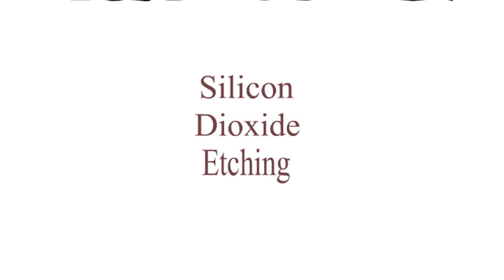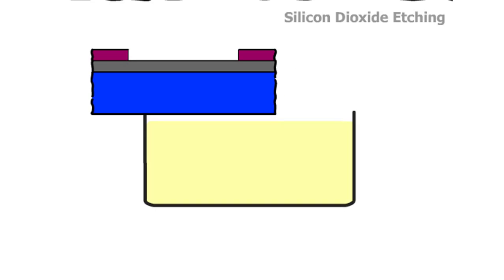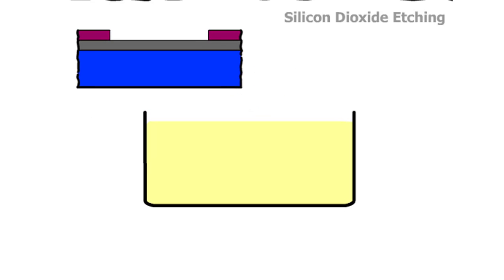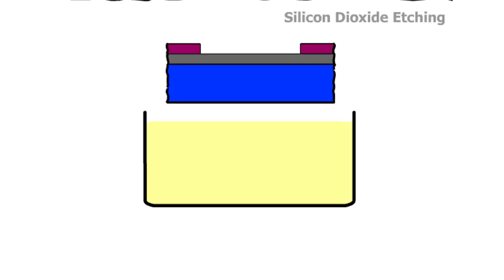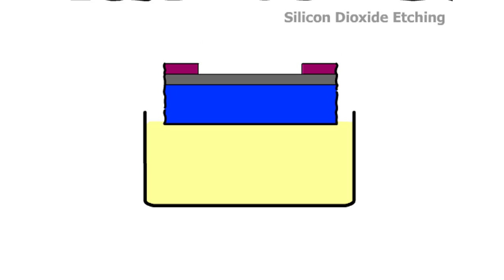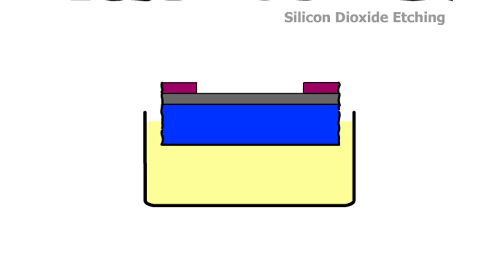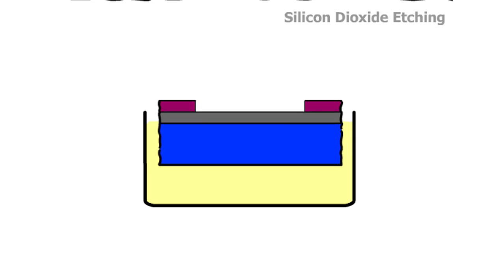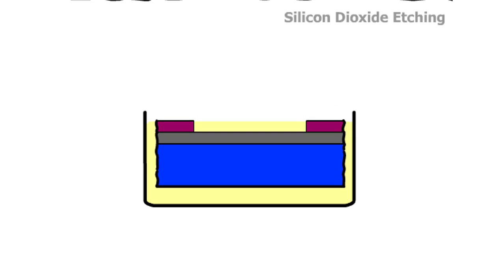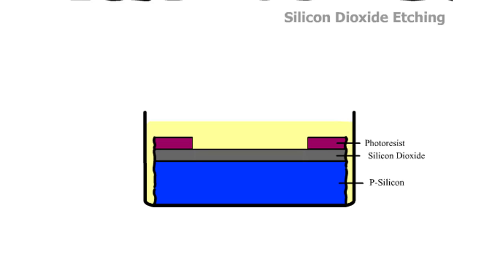Silicon dioxide etching. A buffer oxide etch, BOE or BHF, is commonly used to etch windows in silicon dioxide layers. BOE is a solution containing hydrofluoric acid, and etching is performed by immersing the wafers in the solution. At room temperature, HF etches silicon dioxide much more rapidly than it etches photoresist or silicon.